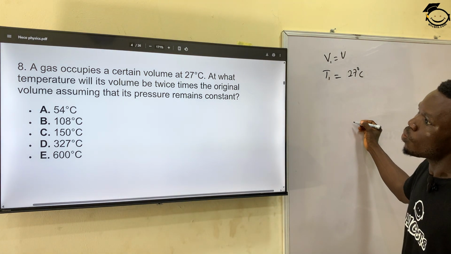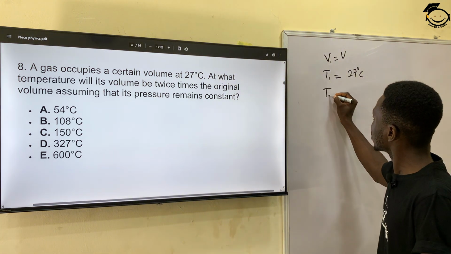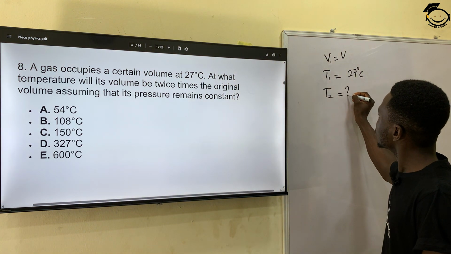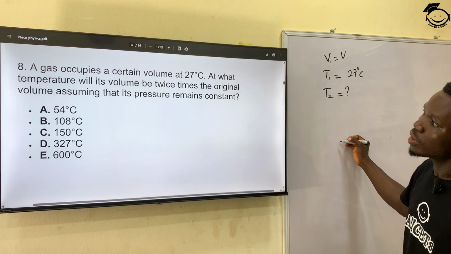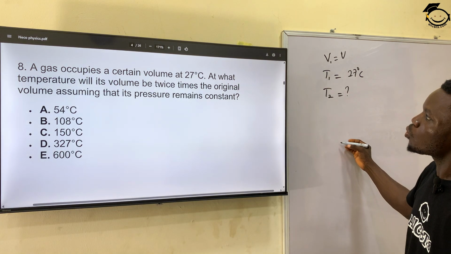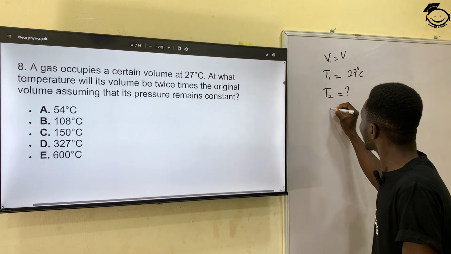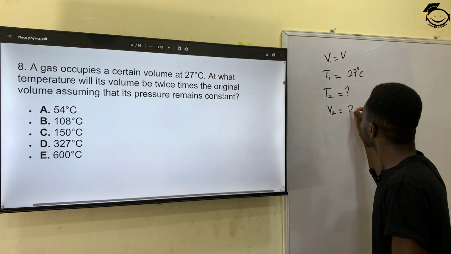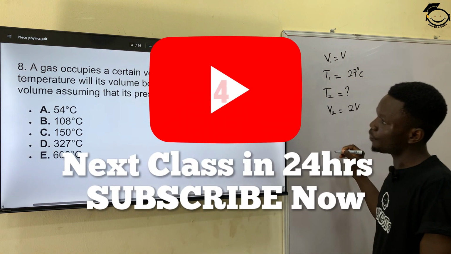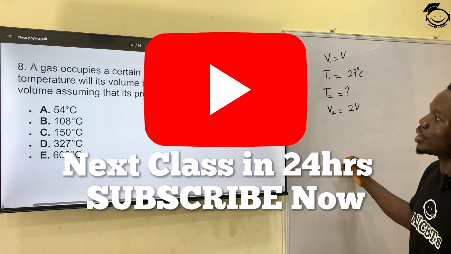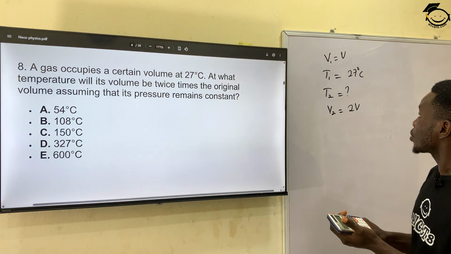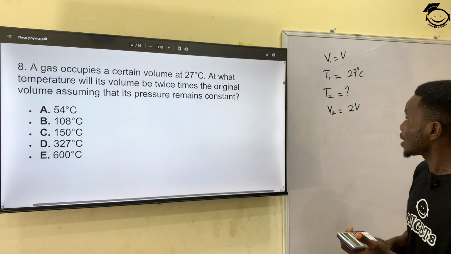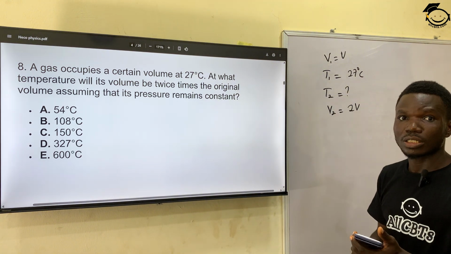Then they asked at what temperature. So we're looking for temperature 2, which we do not know. At what temperature will the volume be twice the original volume? So they are telling us that our V2 is twice our V1, which is V, assuming that its pressure remains constant. So looking at this question, you can tell that this is Charles' law.